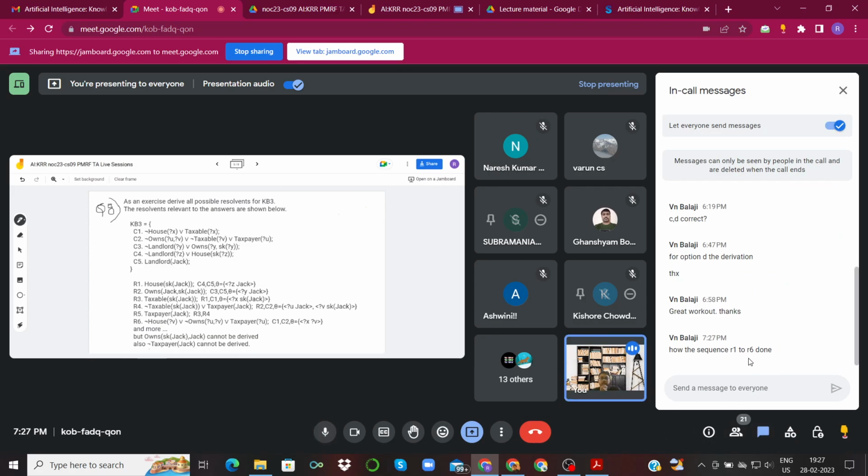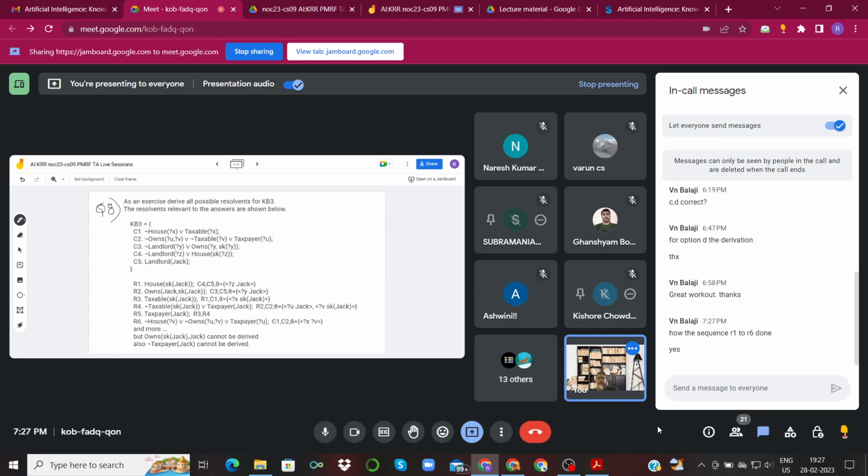So Balaji, regarding the sequence R1 to R6, if you are asking how exactly we arrived at this particular sequence, that is something that we chose to do. If some other sequence would have been possible to arrive at these particular facts, we could have chosen that as well. But just because this was a bit convenient, or this is the way that I approached it, I've written it in this way. It's not necessary that you have to follow only one particular sequence of getting the resolvents.